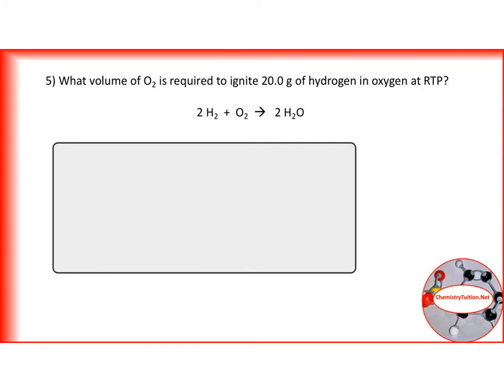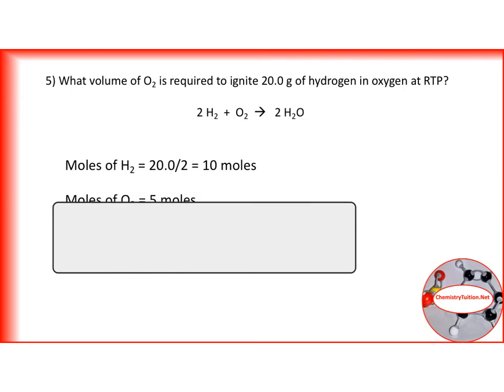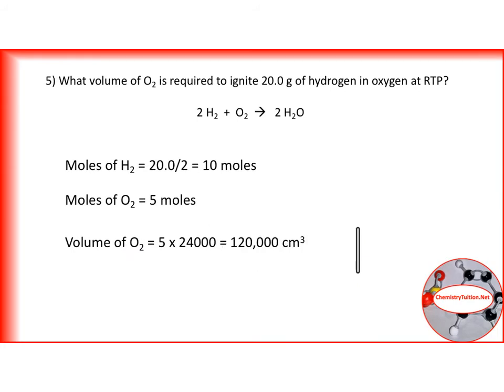So for question 5, we need to find the volume of oxygen, which will ignite 20 grams of hydrogen. So first thing, we need to find our moles of hydrogen. We can do that as mass over molar mass, which gives us 10 moles. We then look at the ratio between hydrogen and oxygen, 2 moles of hydrogen only require 1 of oxygen. So I divide my moles of hydrogen by 2 to give me 5 moles of oxygen, and then I need to find my volume. My volume is moles times 24,000, which gives me a volume of 120,000 centimeters cubed.